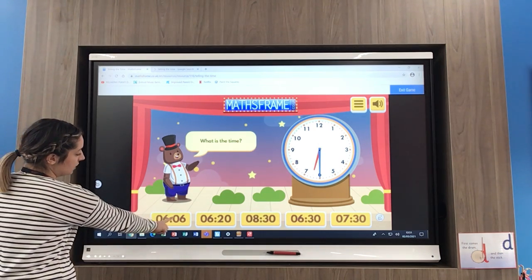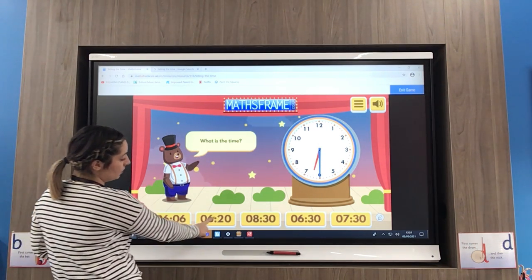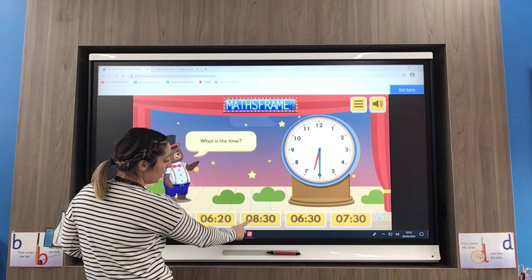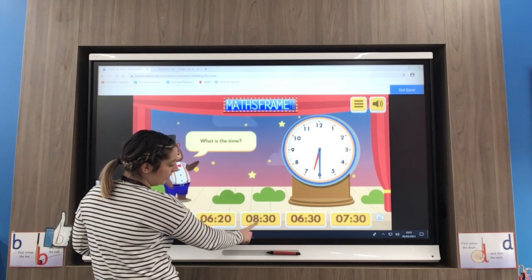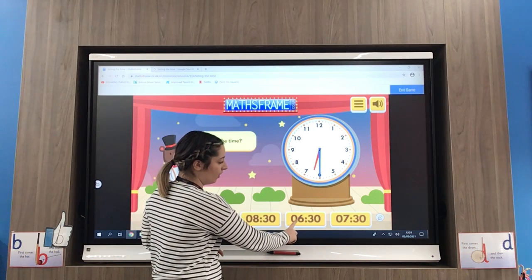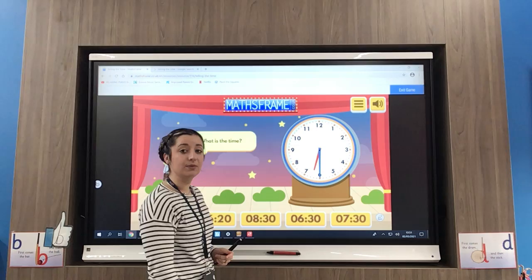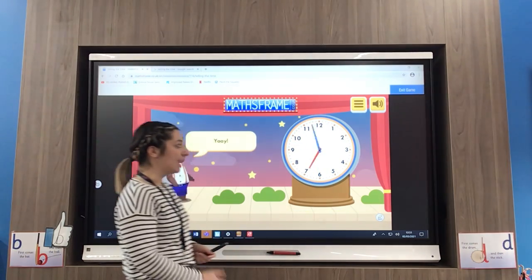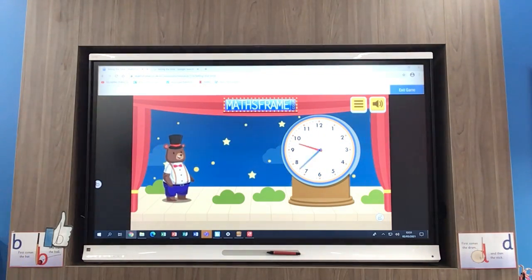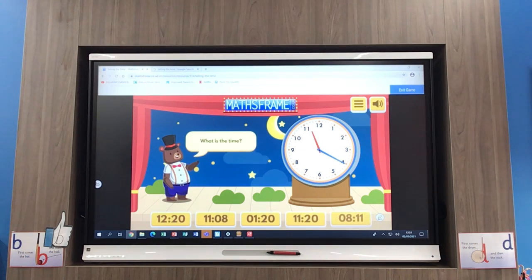So we've got 06:06, 06:20, no, 08:30, the hour isn't right. Here we've got 06:30, and it is 06 because it hasn't quite got to the 7th hour. So that is correct. Okay, let's do our final one before you start to do your work at home.